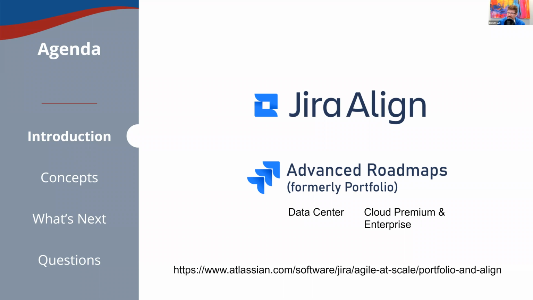The other tool is Atlassian's homegrown tool, at least I don't think that was part of an acquisition, called Advanced Roadmaps, and that is formerly Portfolio for Jira. It is now available for Data Center. I'm sure you all heard the announcement that Server is going away, so we're just going to talk about Data Center. And it's also available for Jira Cloud Premium and Enterprise. It's going to be included in both of those, so you won't have to pay anything extra.